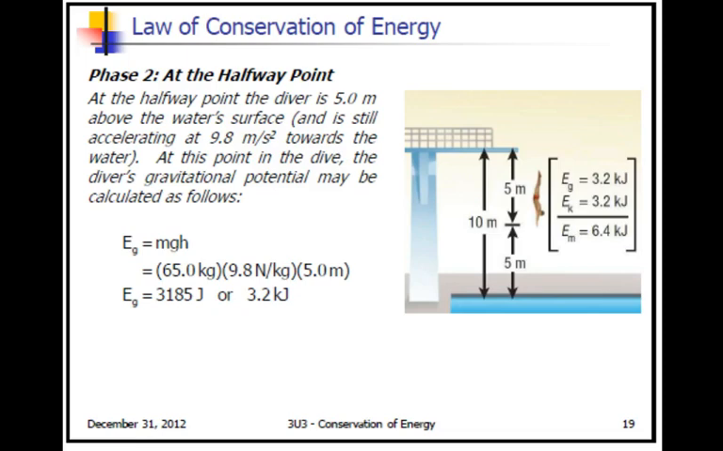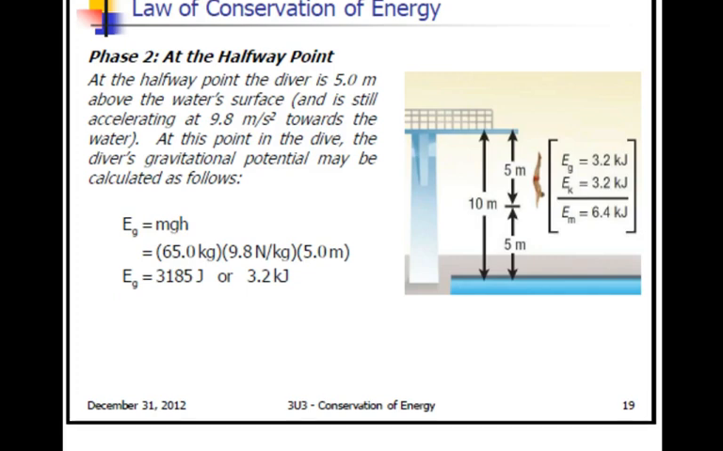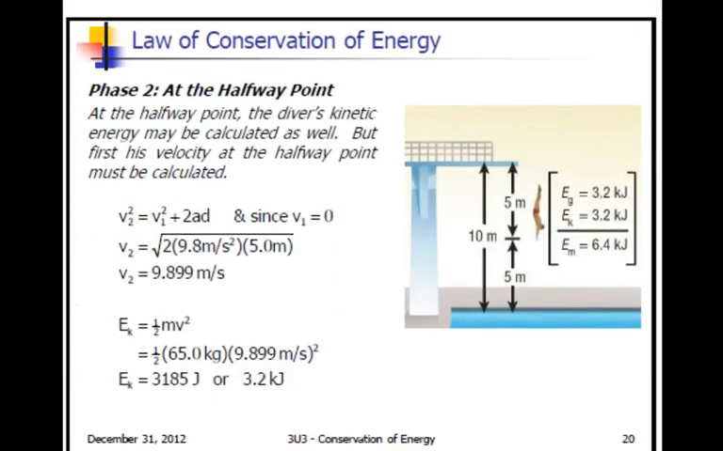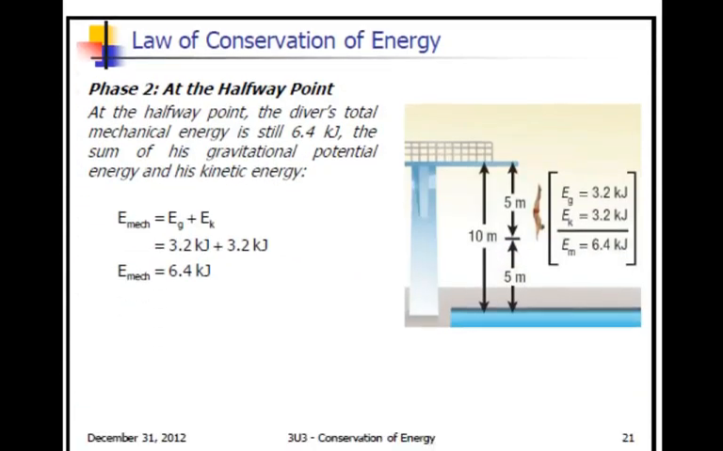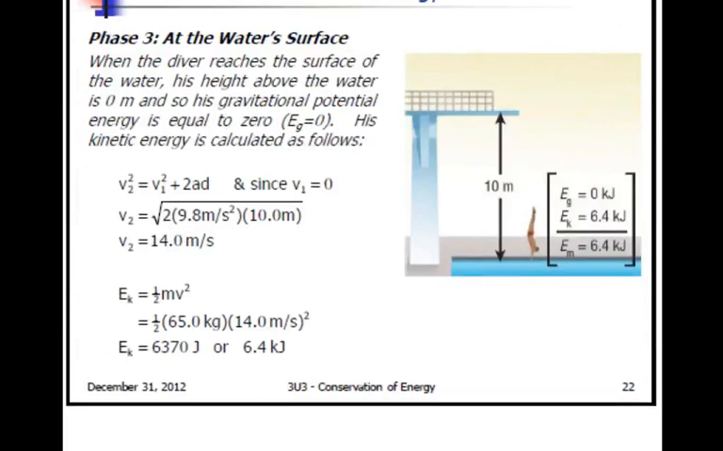And you can do the calculation for that. It's 1/2 the mass times the velocity squared. You'd have to find the velocity using our kinematics equations, but it would work out to 3.2 kilojoules for gravitational, 3.2 kilojoules for kinetic. And here's the calculation here. They find v, and then they do 1/2 mv squared. Notice that the total energy, though, is still the same.